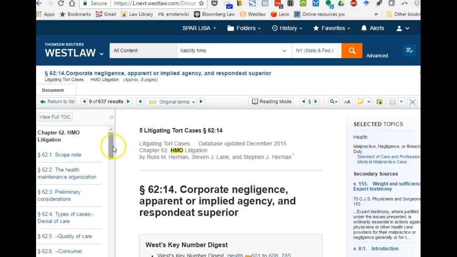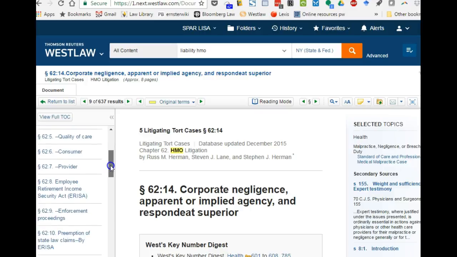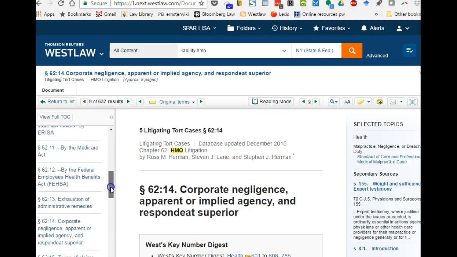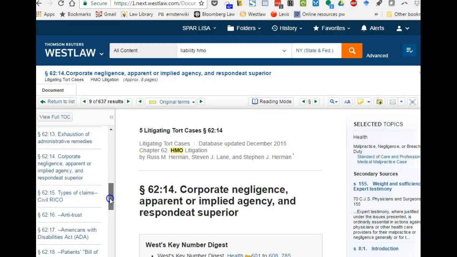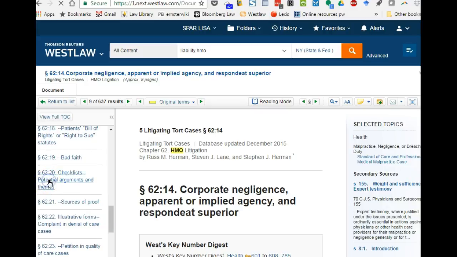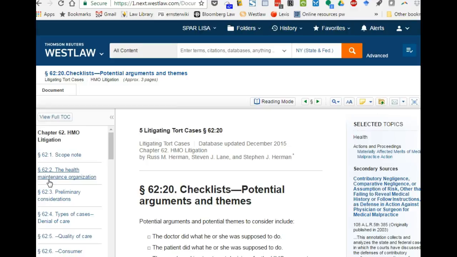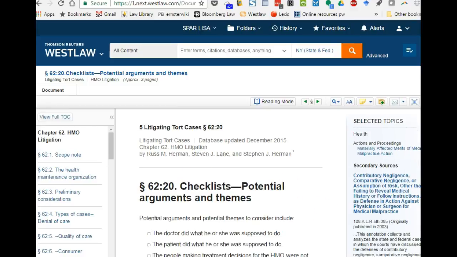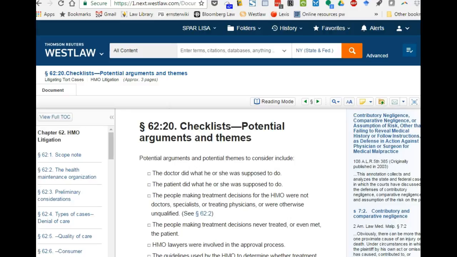And then I can see, again, the different aspects of the loose leaf, of the treatise. So it gives me references to different acts, types of claims, checklists. Let's take a look just so you can see what checklists look like. You kind of know what checklists look like, I understand, but this particular one: arguments to consider and potential themes to include. So again, helping you make the case for your client or determine whether your client even has a case. So here are things we haven't encountered. HMO lawyers were involved in the approval process. That's something to consider. Who knew?